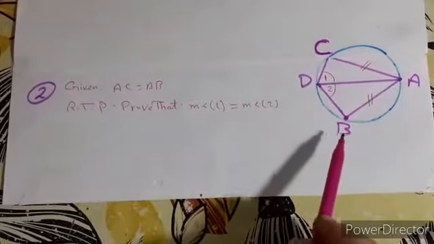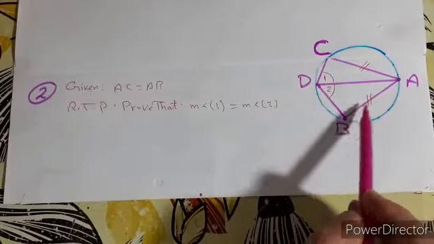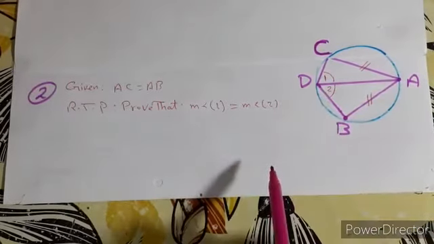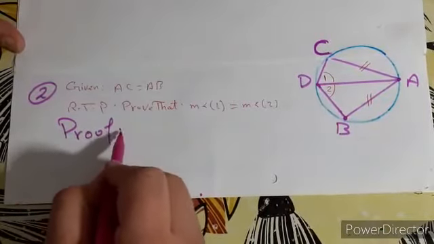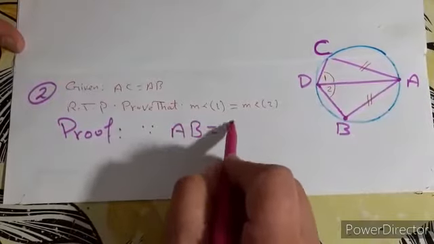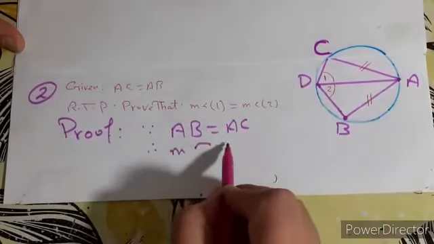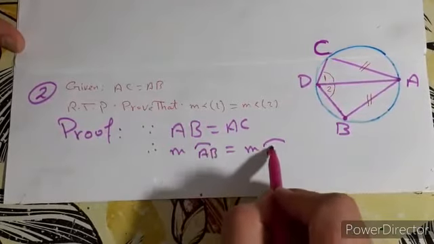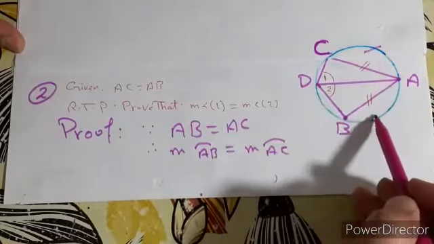Number 2. In the given figure, chord AC equals chord AB. Prove that the measure of angle 1 equals the measure of angle 2. Proof: since AB equals AC, therefore the measure of arc AB equals the measure of arc AC. Now we proved that the arc AC equals the arc AB.